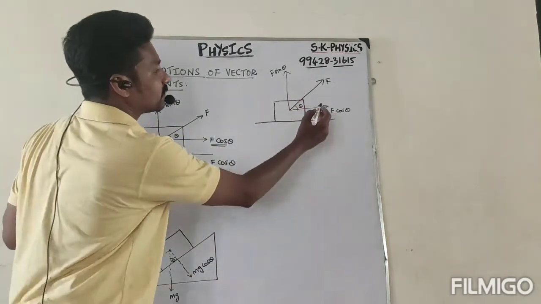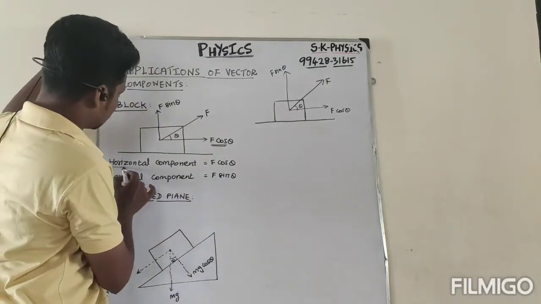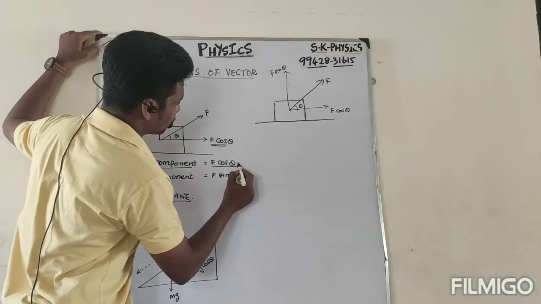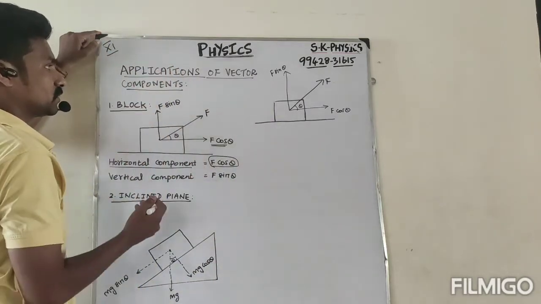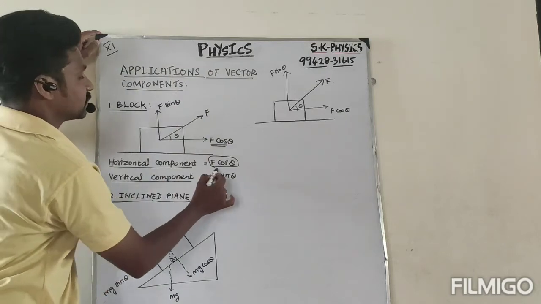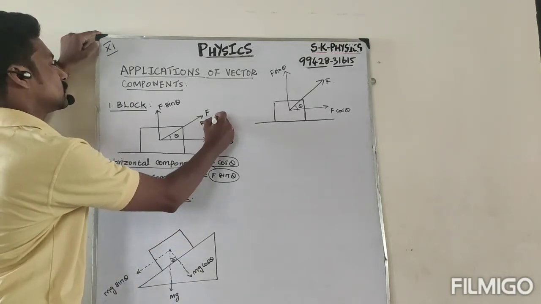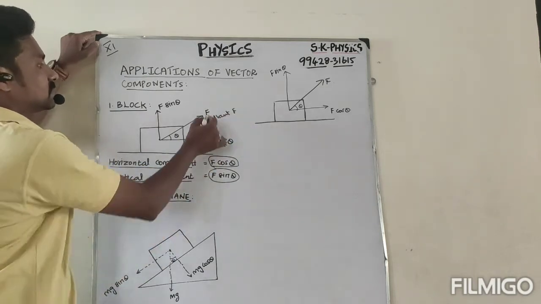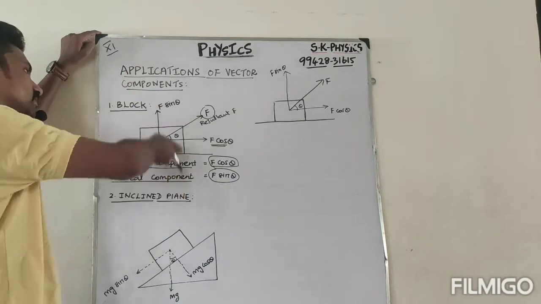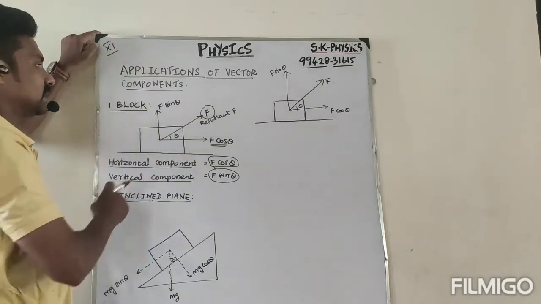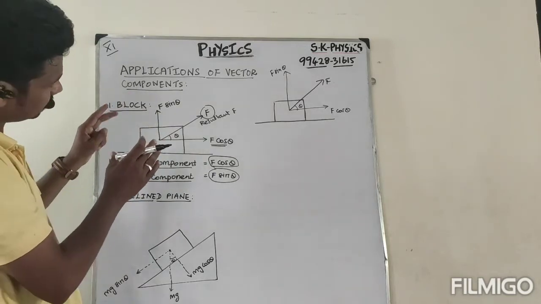This is the horizontal component or horizontal force, that is F cos theta. This one is the vertical component or vertical force, that is F sin theta. This is the resultant force. The resultant force is F. So horizontal force is F cos theta, vertical force is F sin theta, and the resultant force is F. Like this, it is the origin of the application.